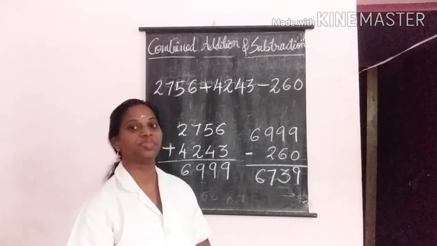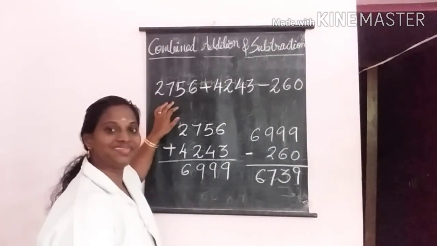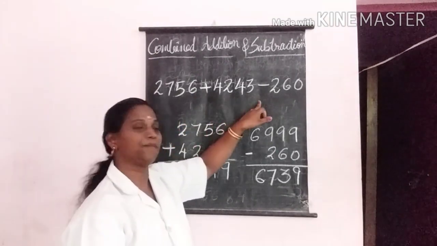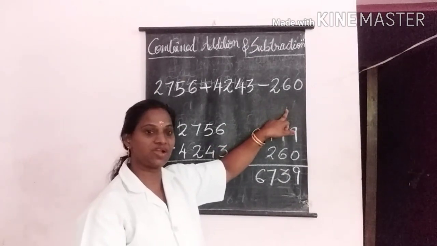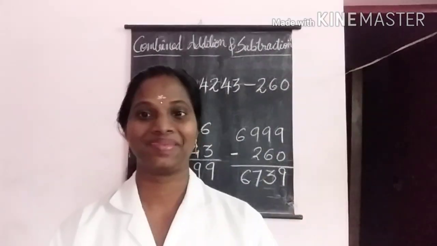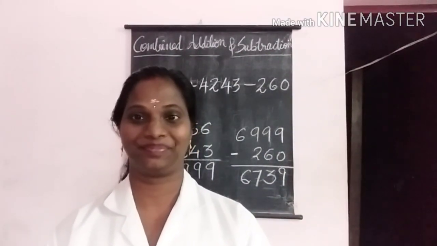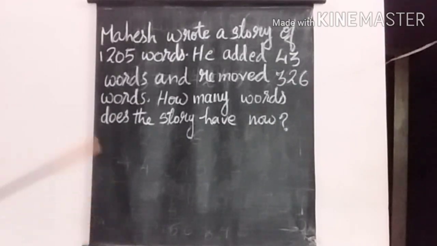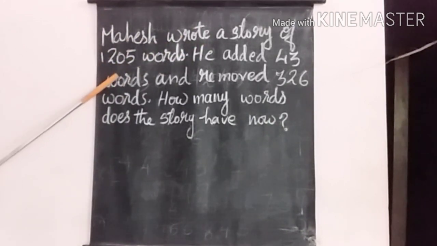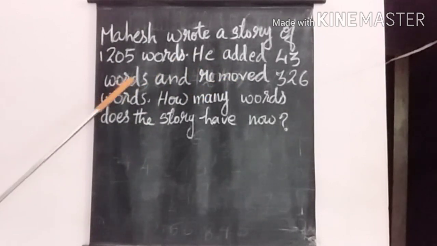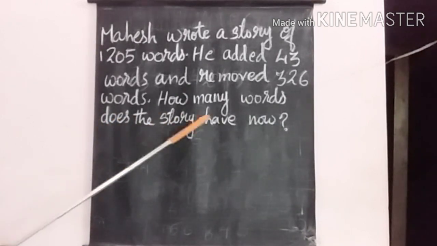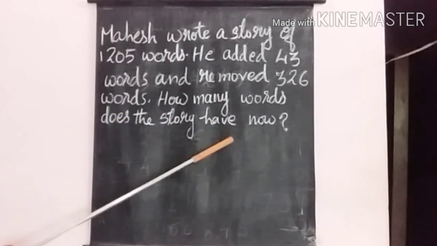Clear, children? So, for the question, 2756 plus 4243 minus 260 is equal to 6739. Okay? Then next I explain one word problem. Okay? See the question. Mahesh wrote a story of 1205 words. He added 43 words and removed 326 words. How many words does the story have now?